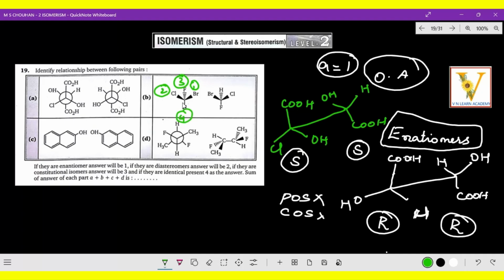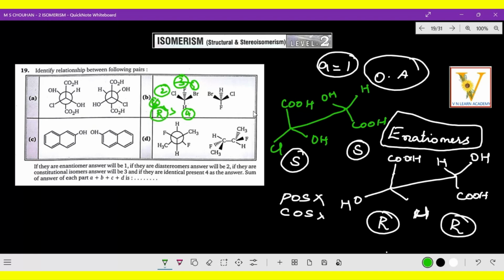But actually, an interchange will be taking place. Why? Because on the wedge side it has to be hydrogen. So an interchange taking place means 1, 2, 3, 4 appears anticlockwise. Since the interchange has taken place, it is R.